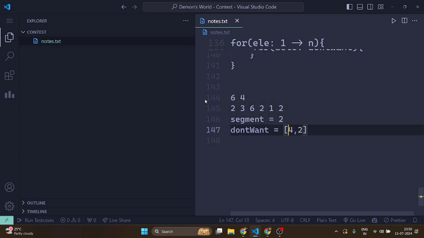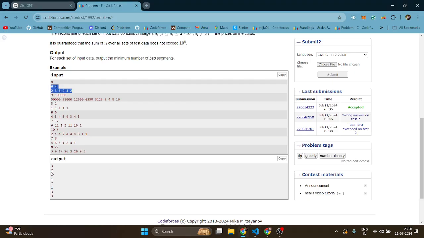Can I insert this 2? Oh no, 2 is in my don't want list, so I'll clear the don't want list. I'll make the segment size 4, and I'll insert 4 in my don't want list, which is x. So my final answer of number of segments will be 3.